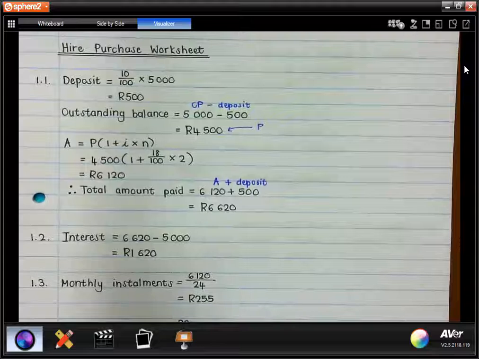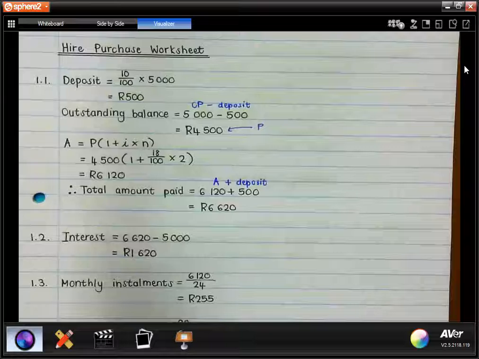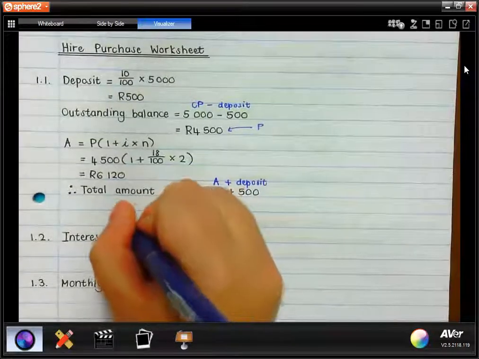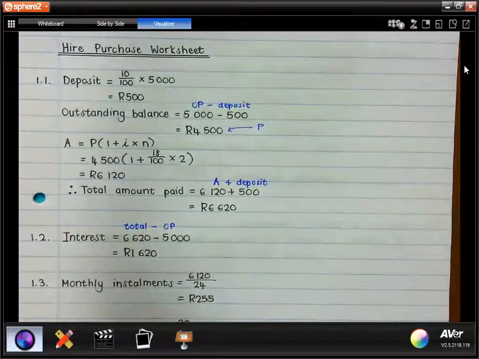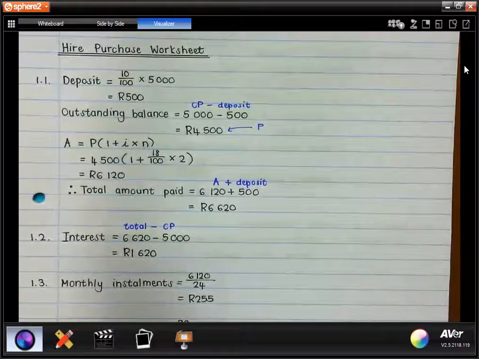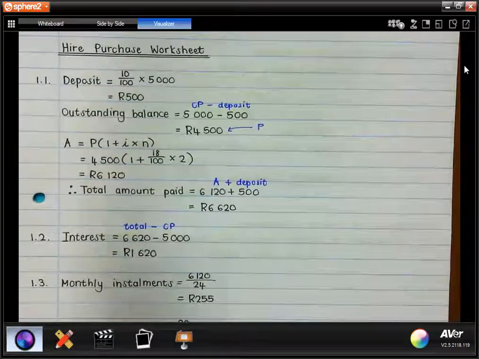Then 1.2, they asked how much interest was paid. All right, we wrote that down in the example as well. The interest is always your total amount paid minus the cash price. So it's total minus cash price. Now, if your total amount paid was wrong here, and this is a test, for example, we would have given you a CA mark if you then used this wrong answer there. Unless it got you to like a negative value or something. So the interest was 1,620 rand.